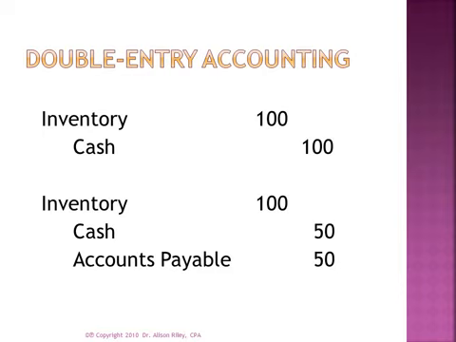In the first case, we have a credit to cash showing a cash outlay, and the second part of the journal entry shows us what the outlay was for.